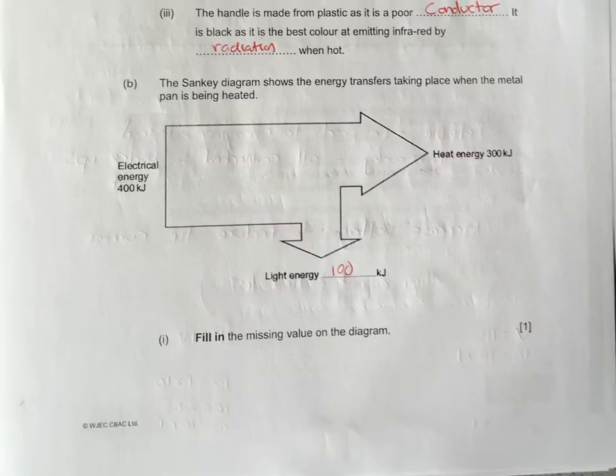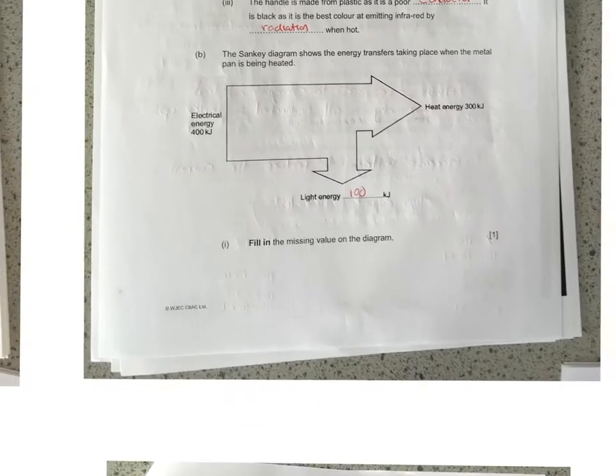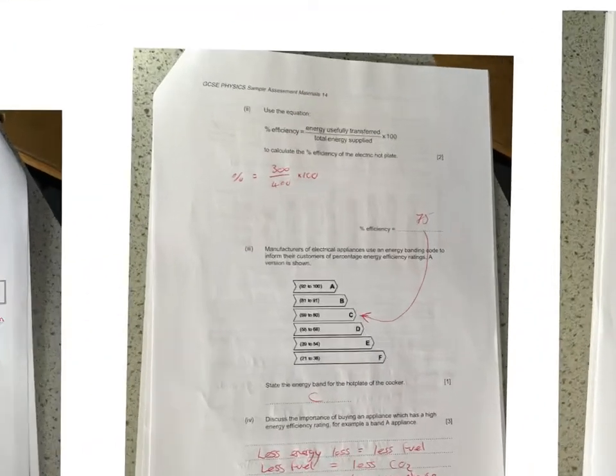Sankey diagrams. Remember now, very closely linked with our efficiency equation at the front. If 400 is going in, kilojoules, and kilo is just 1,000, so that's going to be 400,000 joules going in. You've got 300 coming out as useful because it's in this direction, and I've got light energy being wasted here. Well, 400 minus 300 is going to leave us 100. So for 1 mark there, it should be a very simple answer.